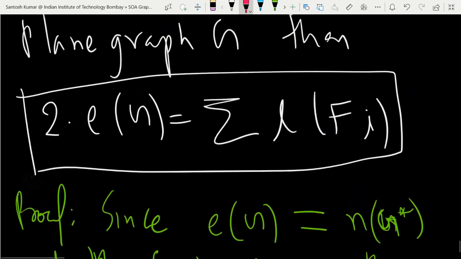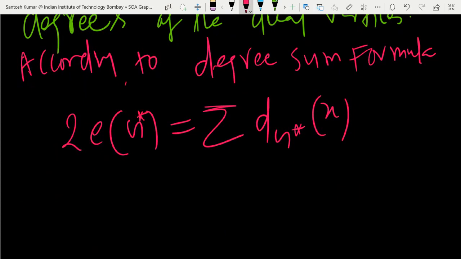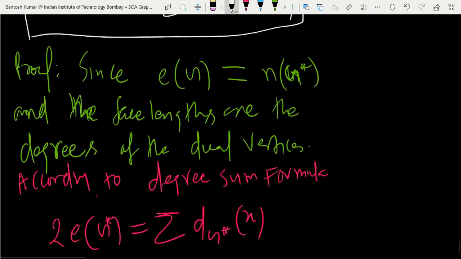But we have to prove this result. So I want to write this in terms of G star. Twice the number of edges in G star is equal to the sum of the degrees of all the vertices in G star. Now you compare these two things.